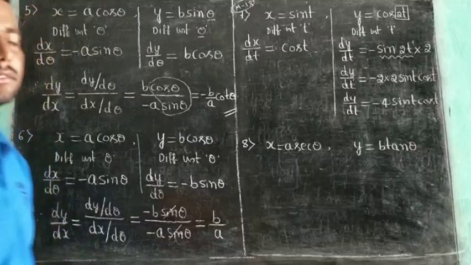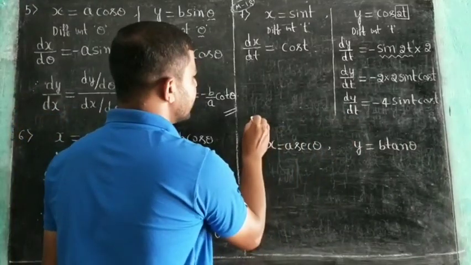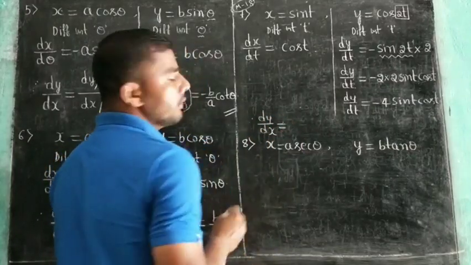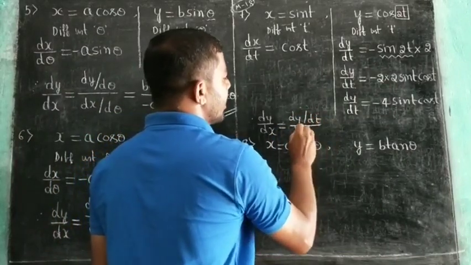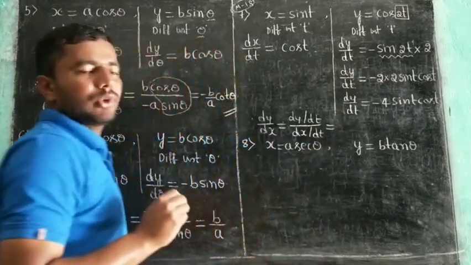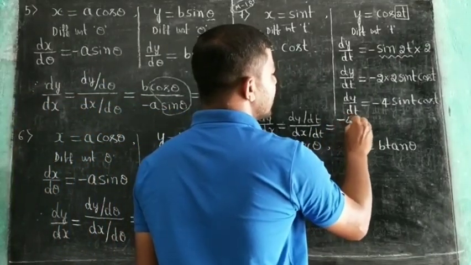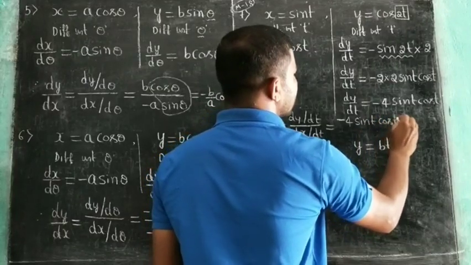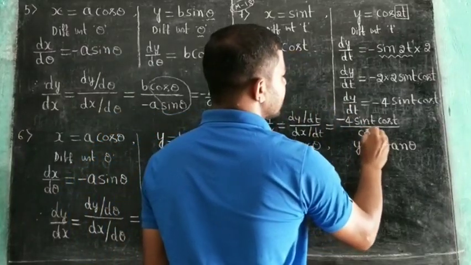So finally we write the formula. Write it in between the two, that is dy divided by dx is equal to, in the numerator we have dy divided by dt, in the denominator that is dx divided by dt, is equal to, what is dy by dt? dy by dt we already know that minus 4 sin t into cos t whole divided by dx by dt is nothing but cos t.